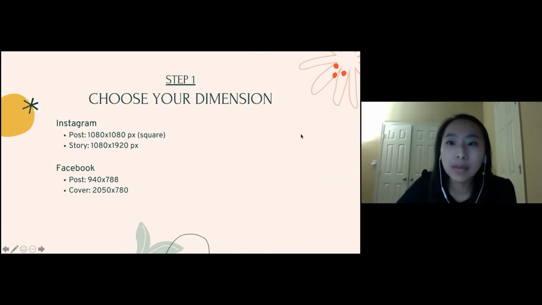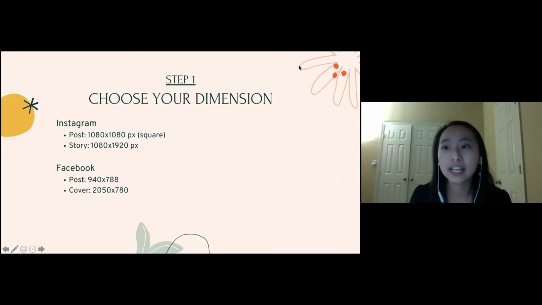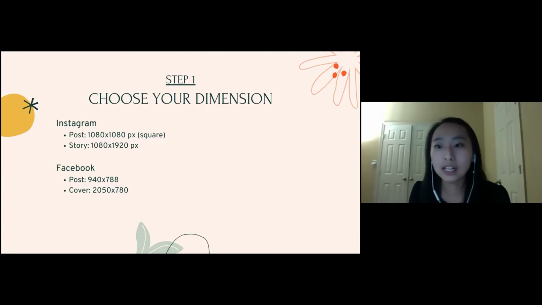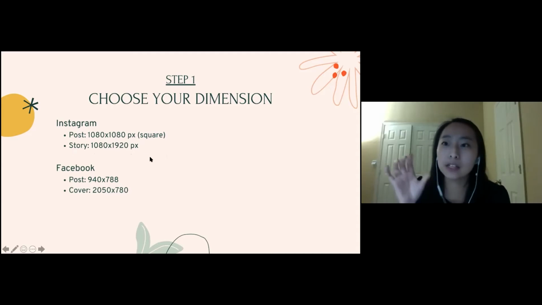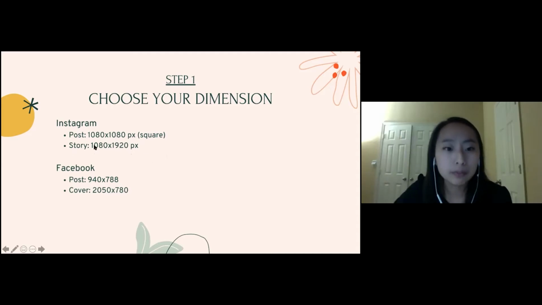When you make it, especially with the free Canva account, I realized that you can't change the dimensions once you've already created it. So it's really important to know what you're creating your image for. For example, a post for Instagram will be a square. However, when you make an Instagram story, that's the size of your phone screen, so it's 1080 by 920 pixels.